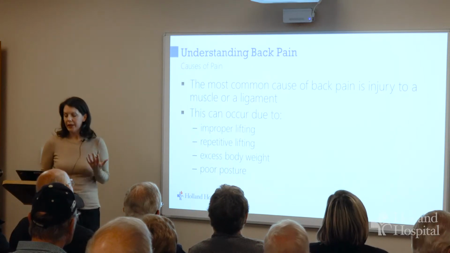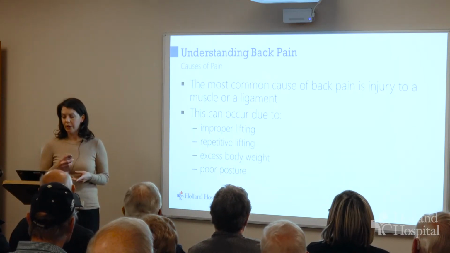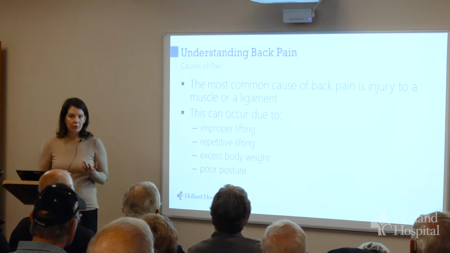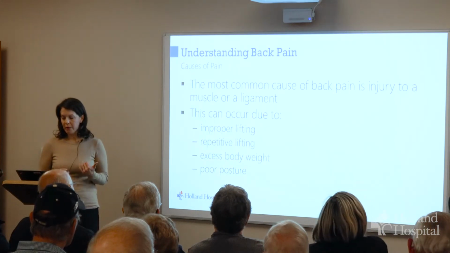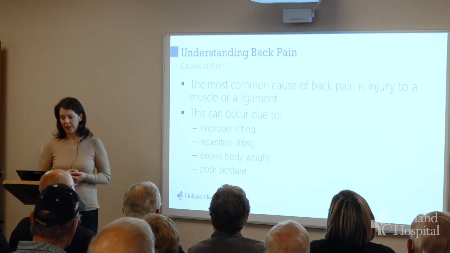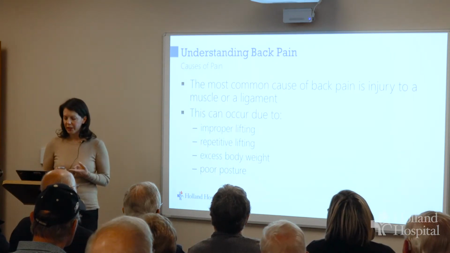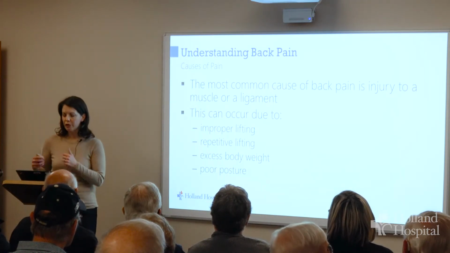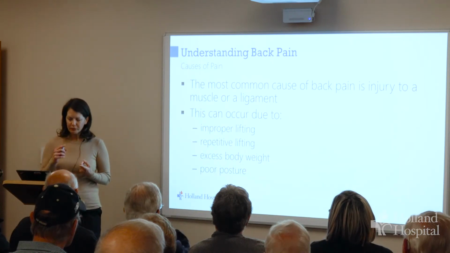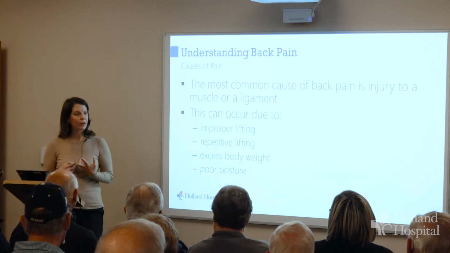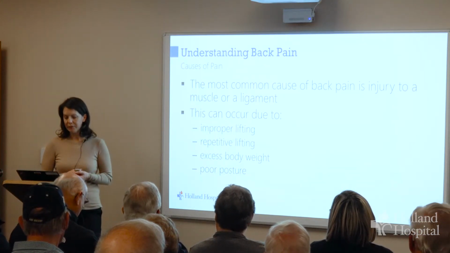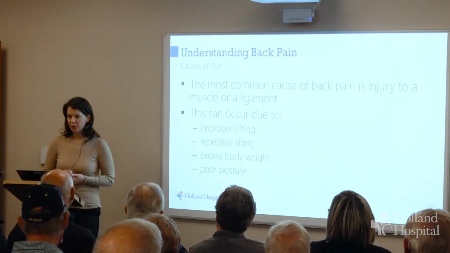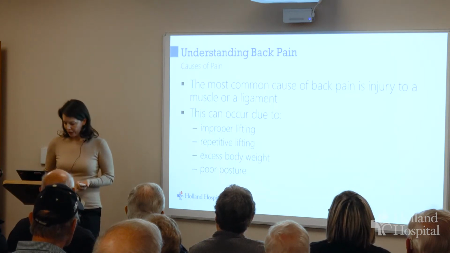All right, so causes of pain. The most common cause of back pain is injury to a muscle, which we would term a strain, or to a ligament, which we would term a sprain. And this can occur for many reasons, including improper lifting techniques, repetitive lifting or repetitive twisting. I'll see these kinds of injuries very often in factory workers because they have that same repetitive movement over and over for hours at a time. Excessive body weight and poor posture are other things that can put a lot of strain on the muscles, causing injury. Sometimes a strain or a sprain causes immediate back pain, and other times the soreness and the stiffness can come later after the injury occurs.